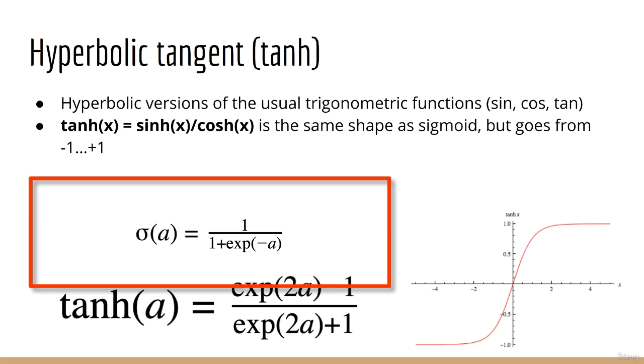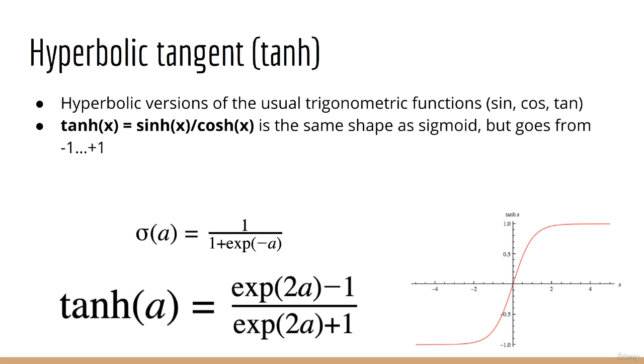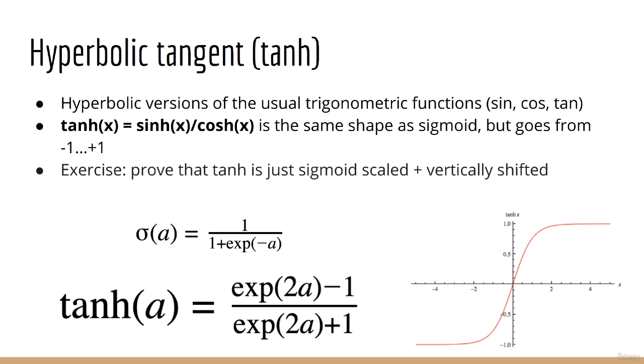The major difference between the sigmoid and the Tanh is that the sigmoid goes between 0 and 1, while the Tanh goes between minus 1 and plus 1. As an exercise, you may want to try and prove the relationship between the sigmoid and the Tanh. In particular, that the Tanh is just a scaled and vertically shifted version of the sigmoid.